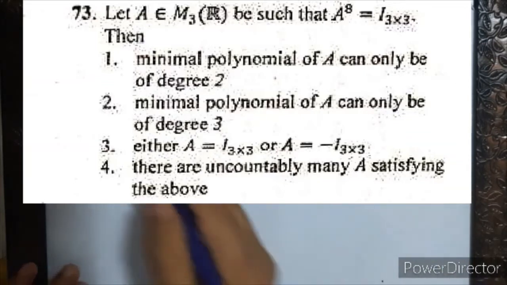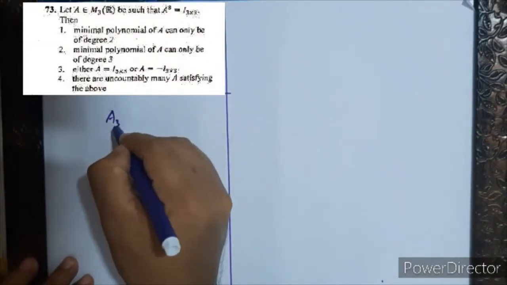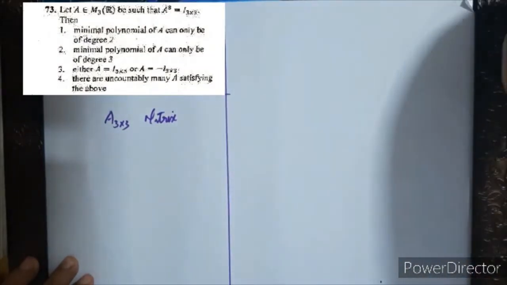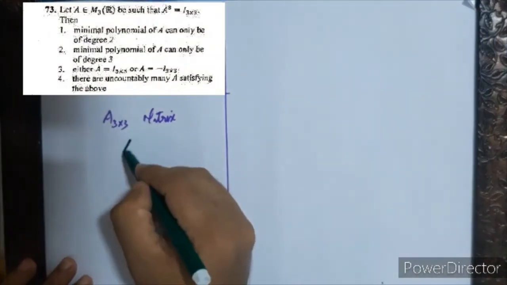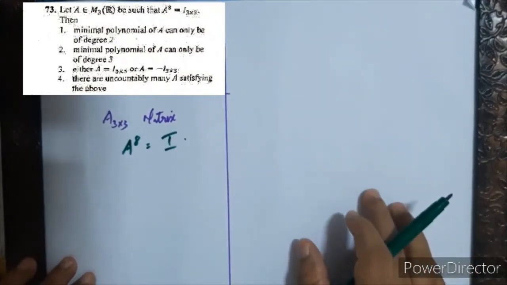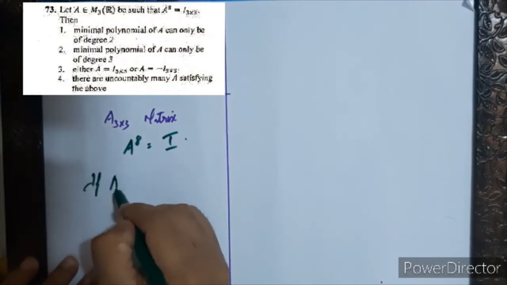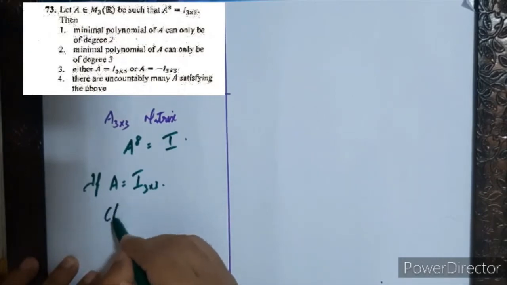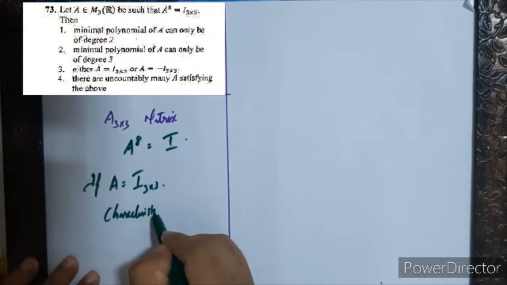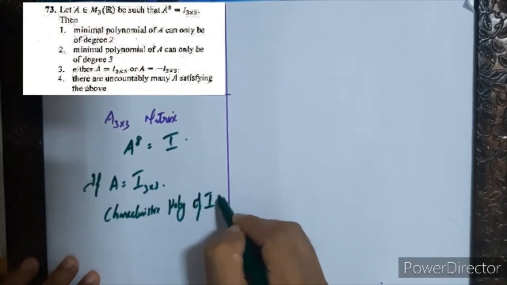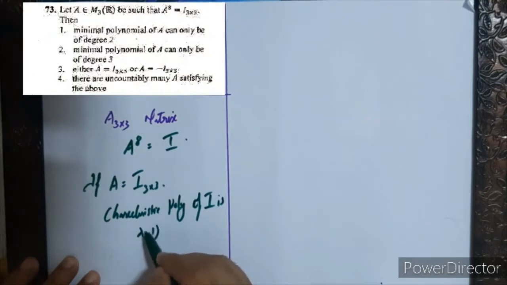Now here, given A is a 3 by 3 matrix, and the condition given is A raised to 8 is equal to I. Now what we will do: if A is equal to the 3 by 3 identity matrix, then we know that the characteristic polynomial of A = I is (lambda minus 1) all cubed.